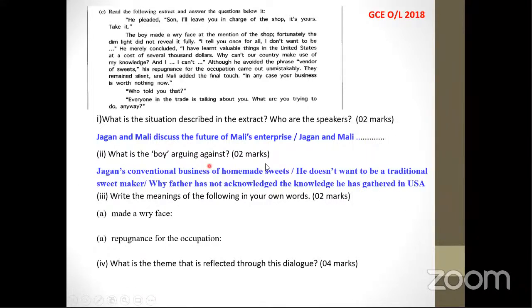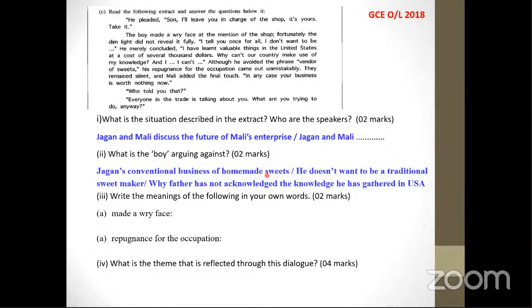What is the boy arguing against? So we see the boy, when the father makes a suggestion here, I leave you in charge of the shop, but he is like, the boy made a wry face at the mention of the shop. Fortunately, the dim light did not reveal it fully. So it was dark, so Jagan could not see it clearly. And then what is the boy arguing against? Jagan's conventional business of homemade sweets.